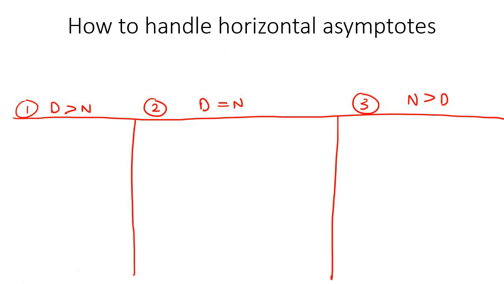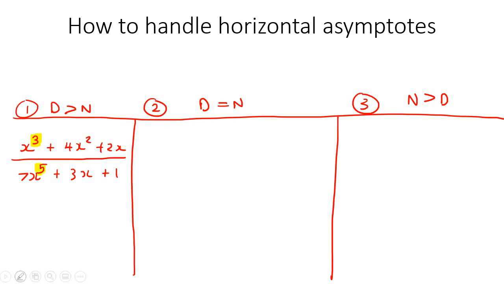So, you know how they give you an equation? For example, let's say we had x cubed plus 4x squared plus 2x over 7x to the power of 5 plus 3x plus 1. What I want you to do is look at the largest exponent in the numerator. Then look at the largest exponent in the denominator. It is those 2 numbers that I am talking about when I'm talking about these categories. If the denominator number, which is the 5, is larger than the numerator number, then we are in category 1. Then your horizontal asymptote will be y equals 0. That will always be the case.